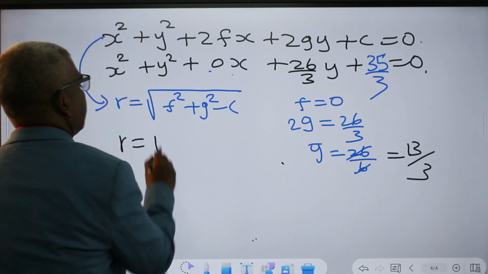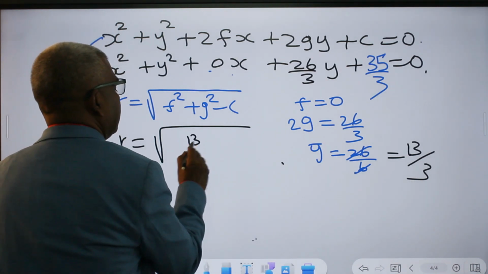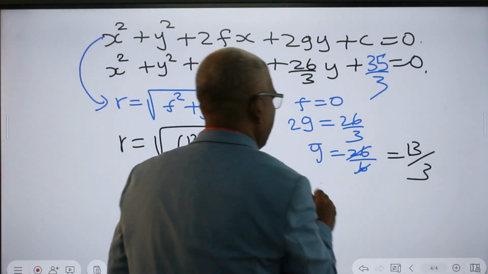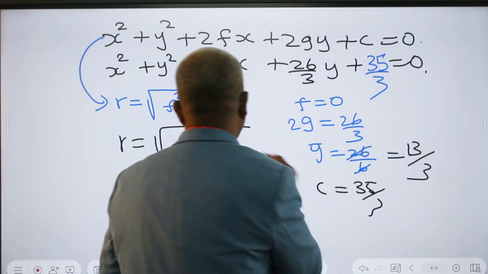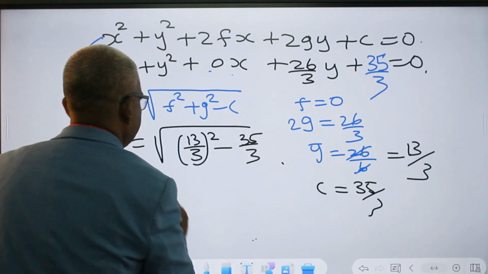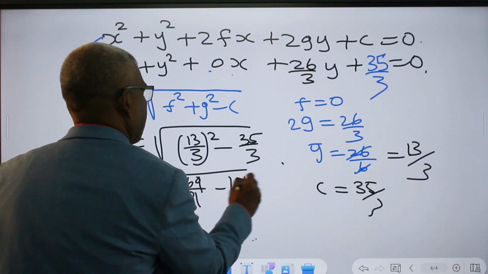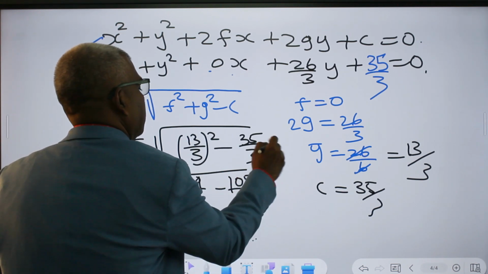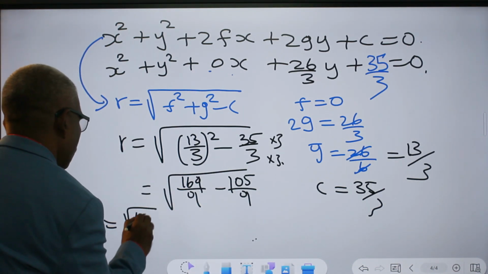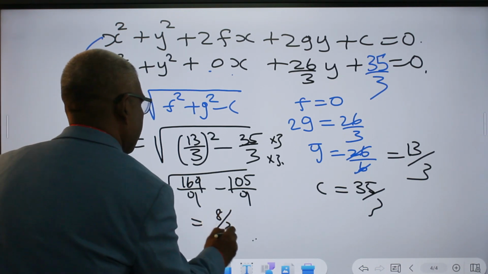r is equal to the square root of f squared, which is 0 squared, plus g squared, which is (13 by 3) squared, minus c. What is c? c is 35 over 3. So, minus 35 over 3. So it will be the square root of 169 by 9 minus 105 by 9. I just multiplied it by 3 here. So what will happen? Square root of 64 over 9, it's nothing but 8 over 3.